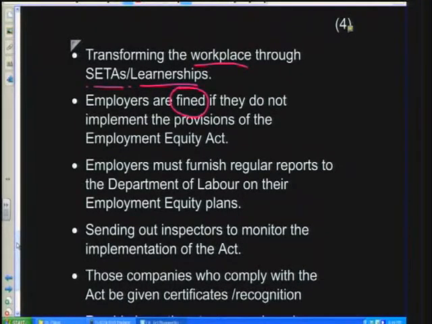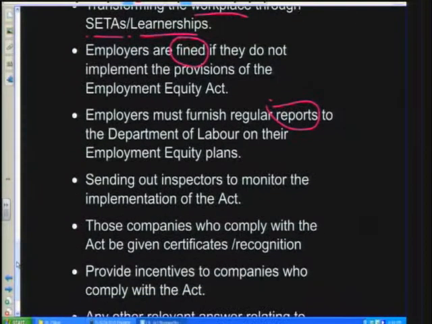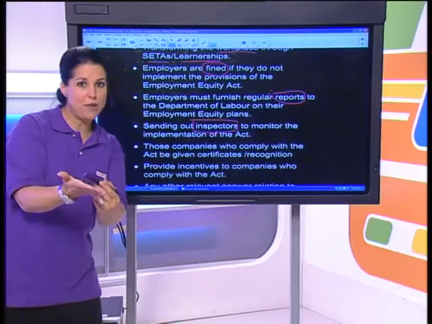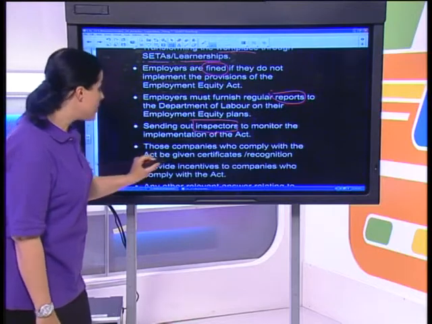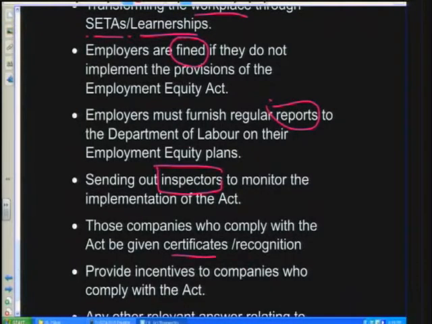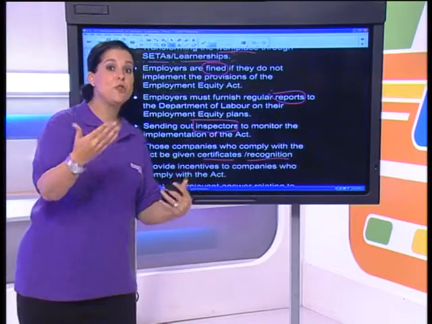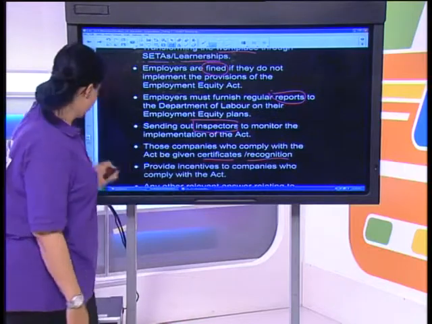Employers must furnish regular reports, we spoke about that just now, to the Department of Labor on their employment equity plans. Then they're also sending out inspectors to come and monitor your business. They want to come and see, where's your scorecard? Who have you got here? They're going to check on you. Those companies who comply with it are given certificates and recognition. And also remember we said, if you comply with it, they give you government contracts and tenders.